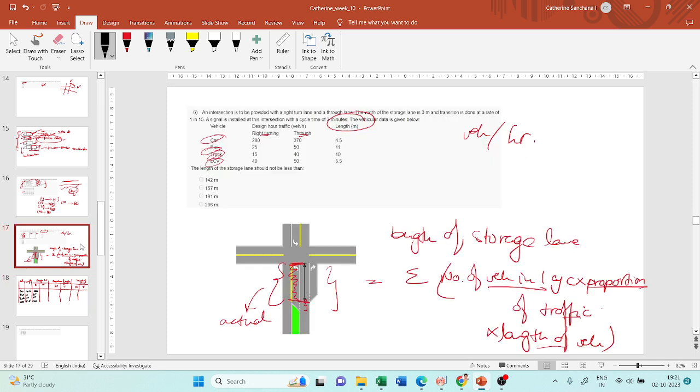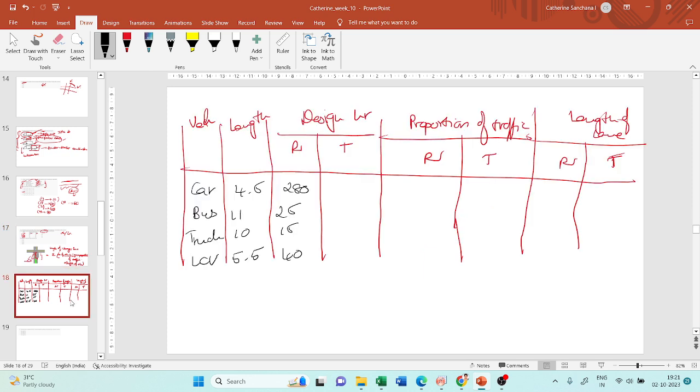And for through traffic, it is 370, 50, 40, 50. Okay. So now you've been asked to find out the proportion of right turning cars amongst all the right turning traffic.